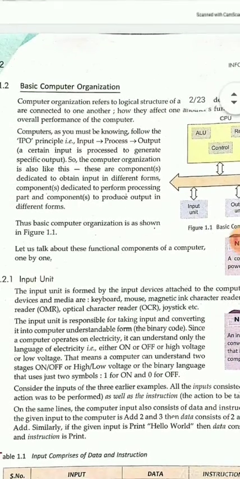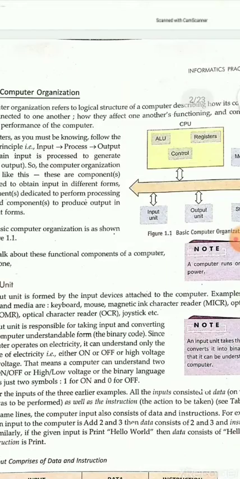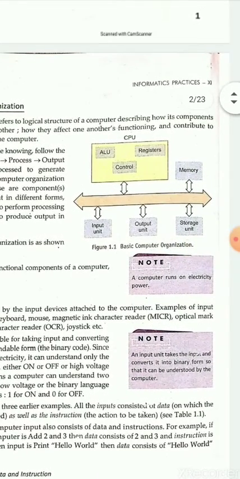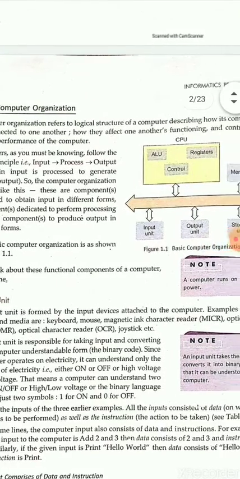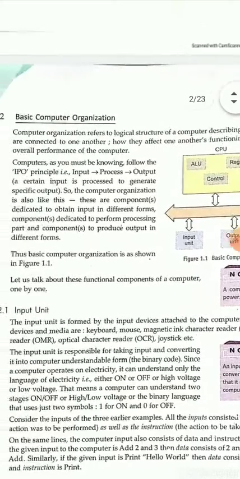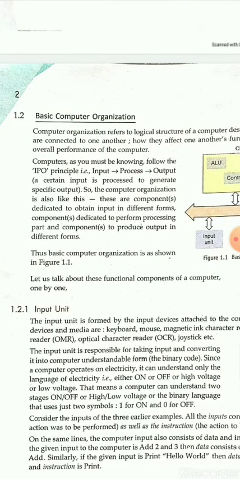Now computer organization refers to the logical structure of a computer, describing how its components are connected to one another, how they affect one another's functioning and contribute to the overall performance of the computer. Every component of the computer is responsible for some specific work. When all these components function together, then the computer is feasible, or we can use the computer in the right way.